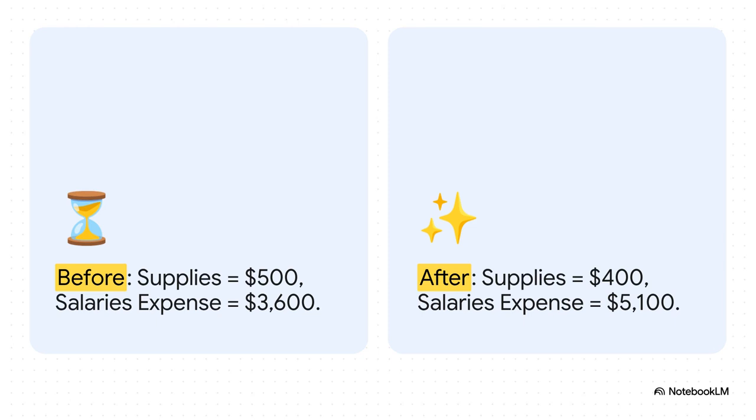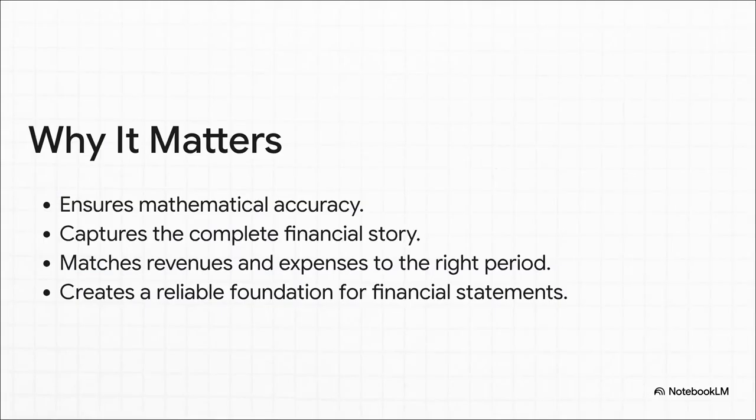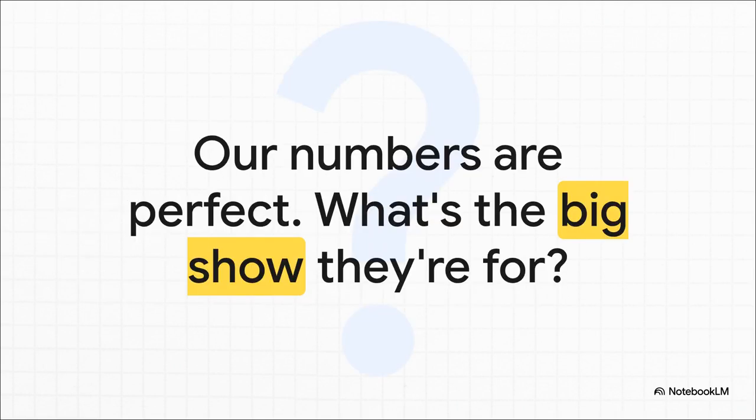Well, before, it looked like the company had $500 in supplies, but the adjusted, more accurate number is $400. And look at salaries expense. It went from $3,600 all the way up to $5,100. See? Our financial picture is getting way more accurate. So, why do we go through all this trouble? Why do these steps matter so much? Well, for one, they make sure our records are mathematically correct. But even more important, they capture the complete financial story, not just a list of cash transactions. They create an accurate, reliable foundation for the official financial statements. Our numbers are now perfect.